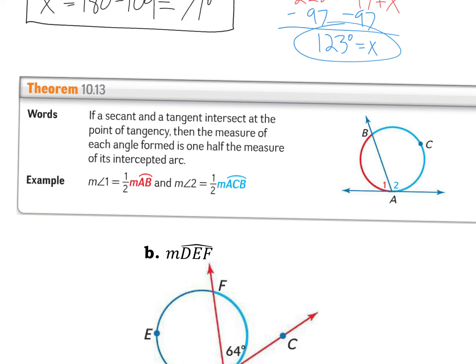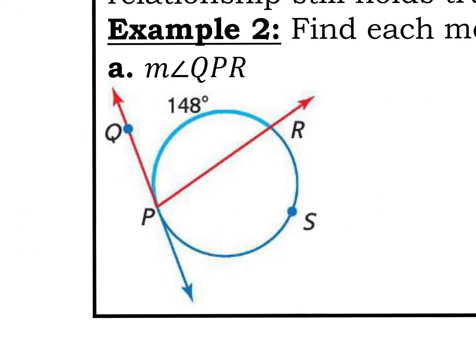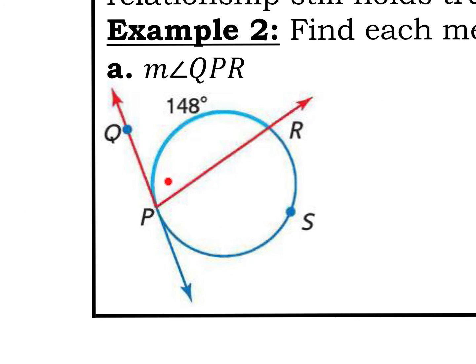So the only thing is it just looks different because now this angle has a line that's tangent to the circle. So we're going to go here and figure out angle QPR. So that's this inside angle. So this is going to be double of that. So just cut that in half, and half of 148 is going to be 74 degrees. And that's really all you have to do on this one.